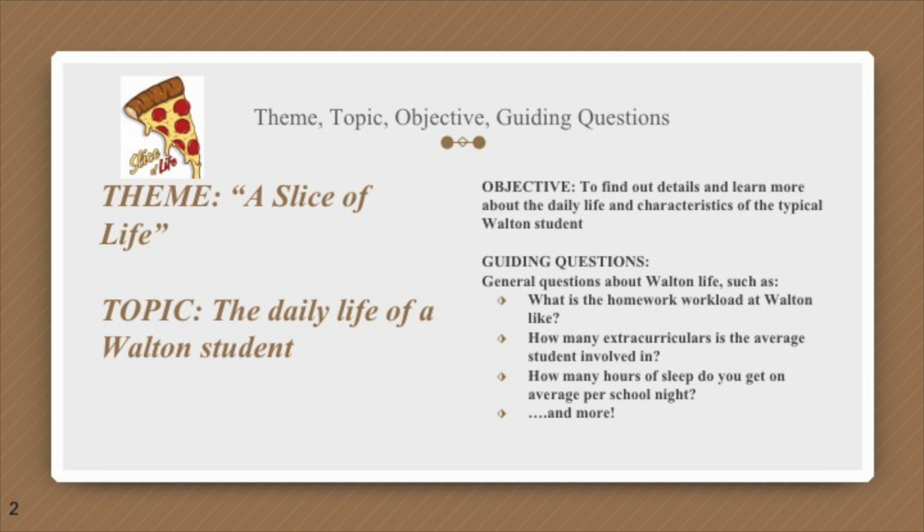We organized our survey to find out more about Wharton students' daily lives and characteristics. Some questions to think about before we start is how you already perceive the Wharton population, the workload, extracurriculars, sports, and sleep.